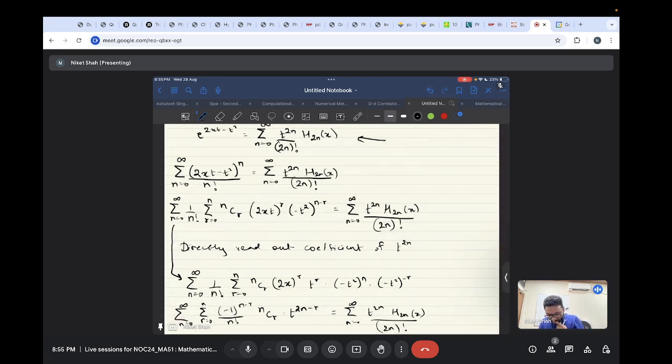Just giving it a thought again. What I'd also known is that you directly compare the coefficients of t raised to power 2n, which is a fine proposition, but given that on the left hand side there are two summations involved.